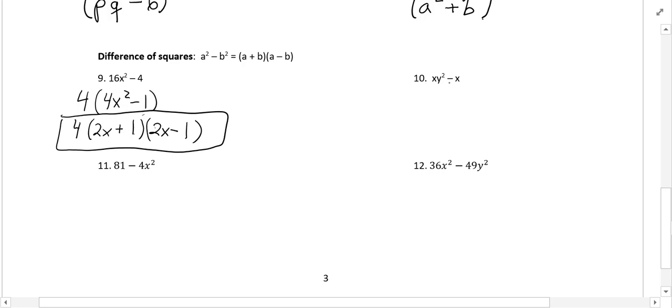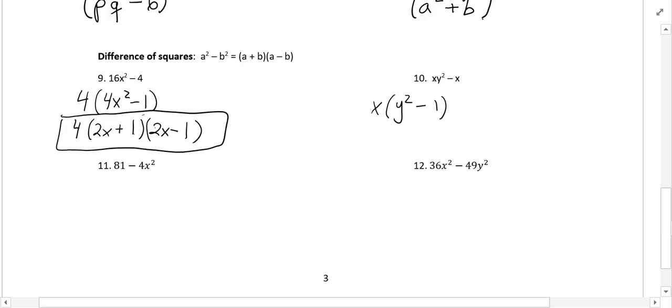All right, let's try number 10. Again, you always start by saying, is there a greatest common factor? Yes, in this case there is, x. So I'm going to factor out an x from both sides. So when I do that, I'm left with y squared minus 1.